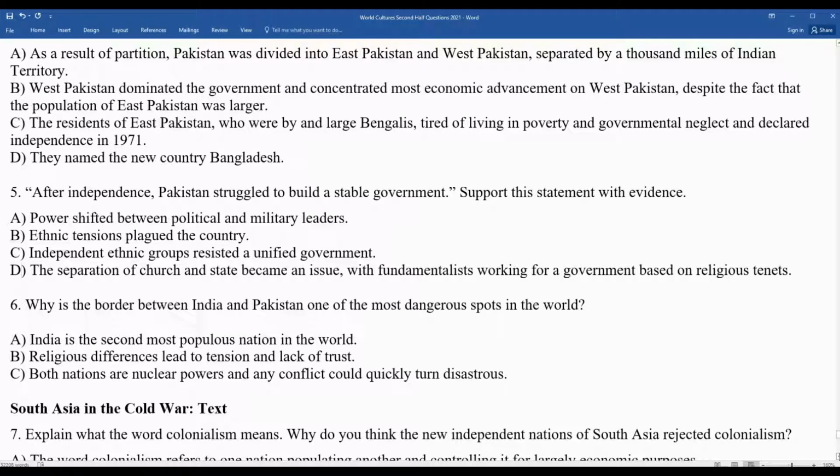Explain what the word colonialism means. We've looked at this before. It should be pretty easy for you, but we should review it just for the sake of understanding. Why do you think the new independent nations of South Asia rejected colonialism?